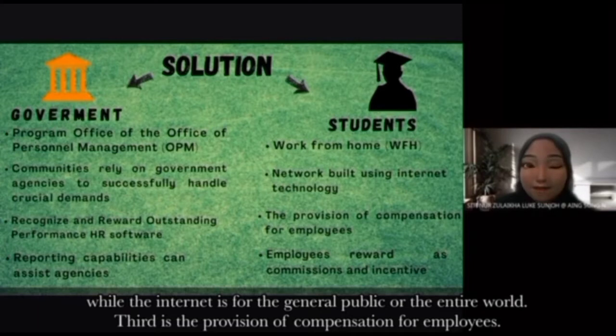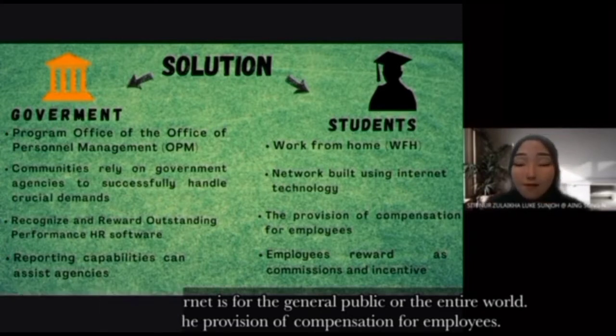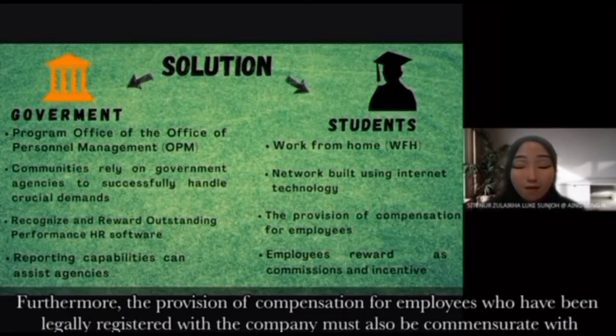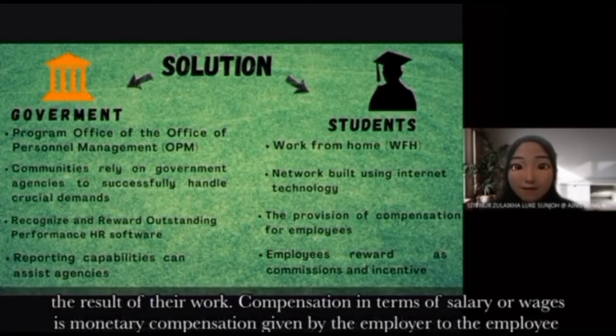Third is the provision of compensation for employees. Furthermore, the compensation for employees who have been legally registered with the company must also be commensurate with the result of their work.